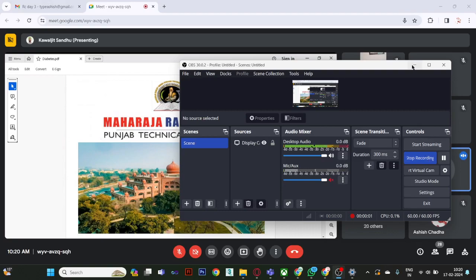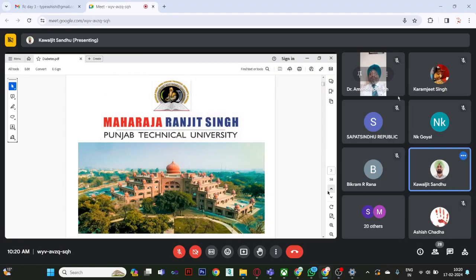Maharaja Ranjit Singh Punjab Technical University, and you can see the very aesthetic buildings of the university. Just a brief about our university.